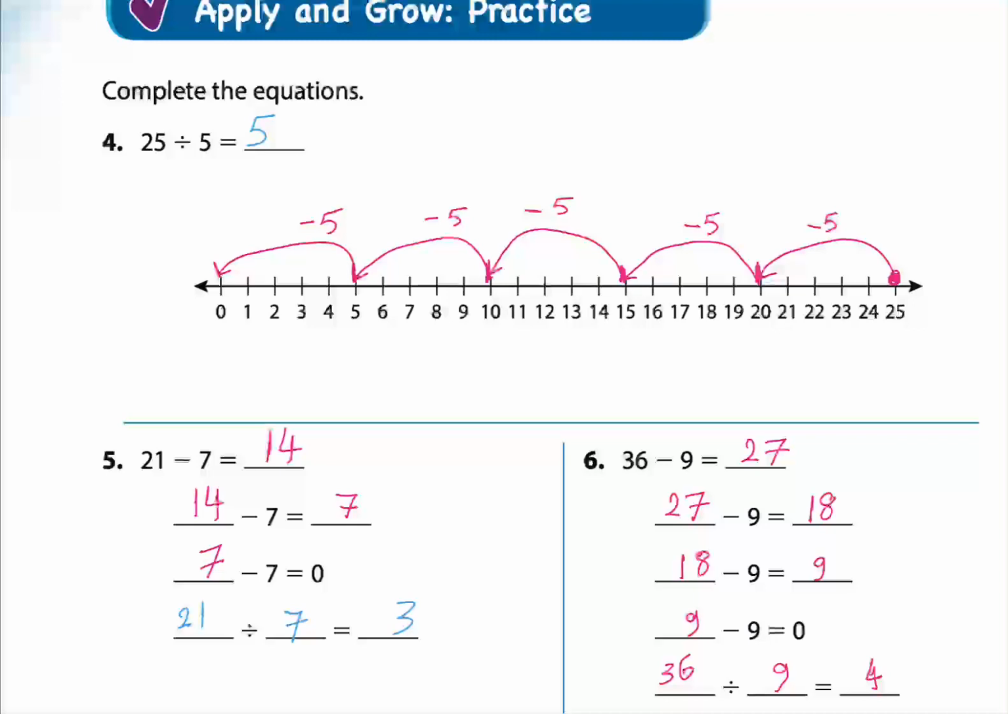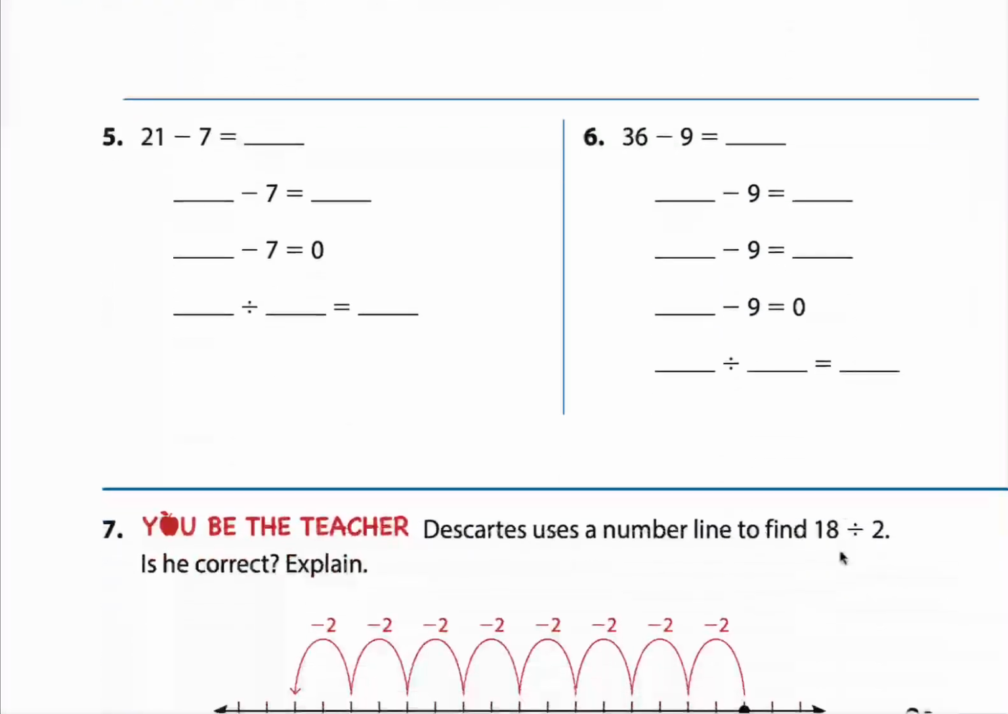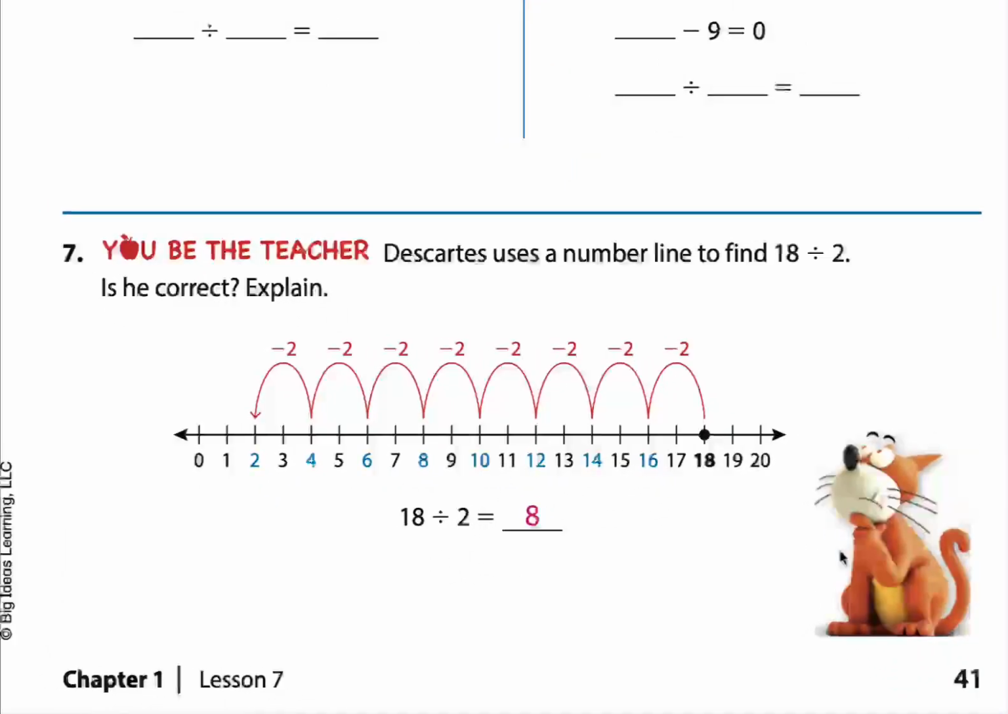Okay, now let's move down to see the next question, question number 7. As I said before, if you miss anything, you can go back and see it. You can pause the video anytime to finish writing. Okay, let's see. Descartes uses a number line to find 18 divided by 2. Is he correct? Explain.